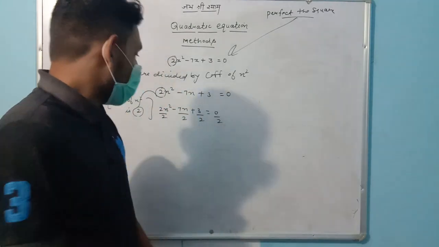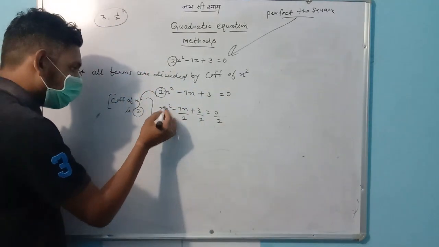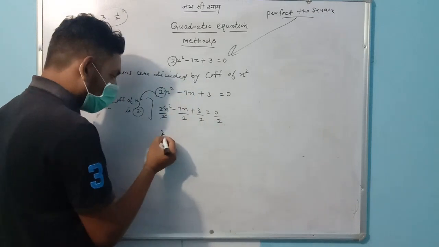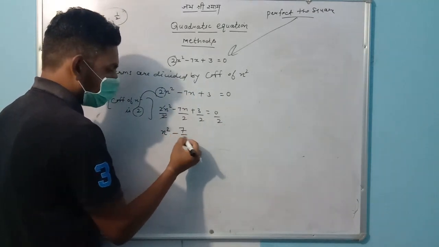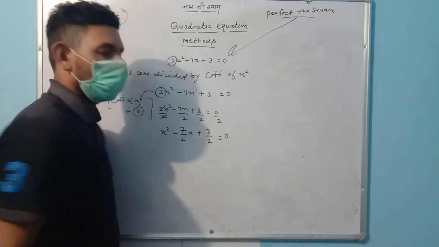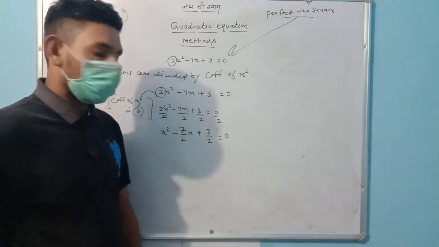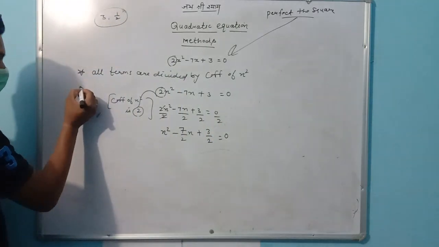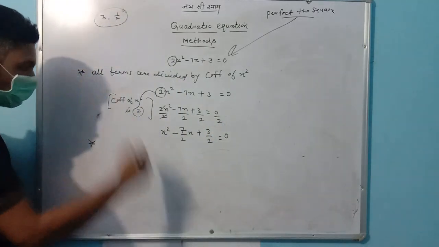Okay? Then 2 cross out from 2, what is remaining? x square. Here is remaining 7 upon 2x. Here is remaining 3 upon 2, and here is remaining only 0. 0 by 2 is 0. Okay. Then what is the next step?